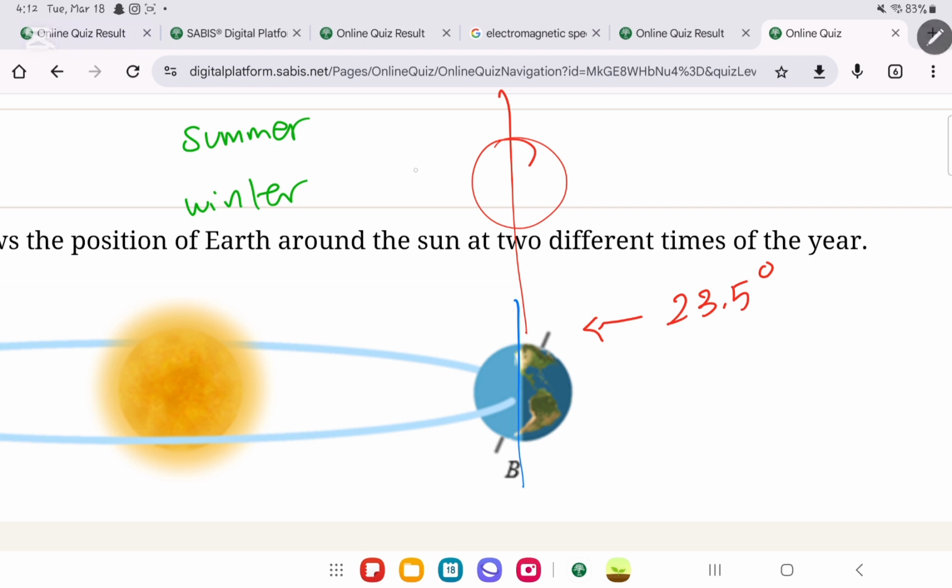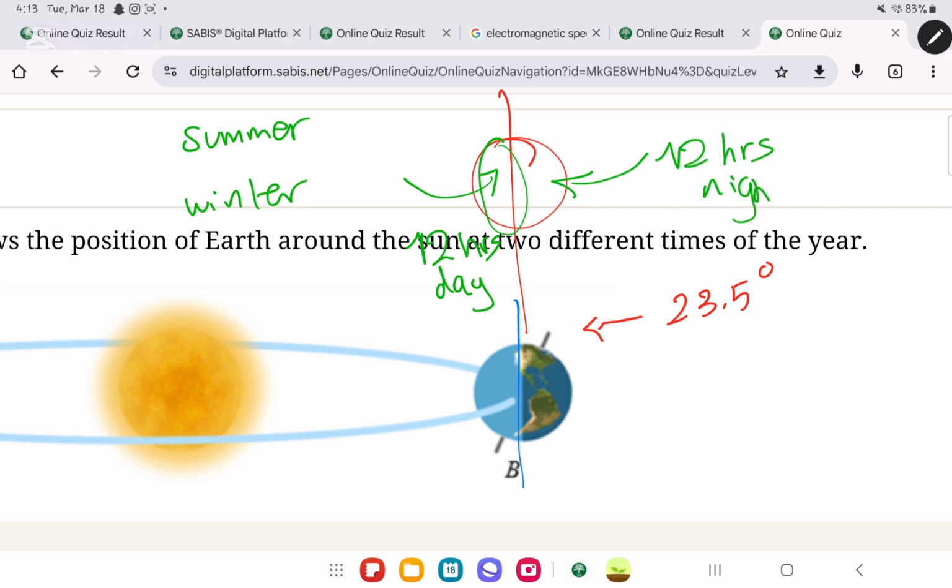And for the daylight, how much will receive day and how much will receive night, you will get that exactly this half will get 12 hours of day, and exactly this half will get 12 hours of night. Then when the Earth finishes one rotation about its axis, this one will be on the other side and it will get 12 hours of night and 12 hours of day.